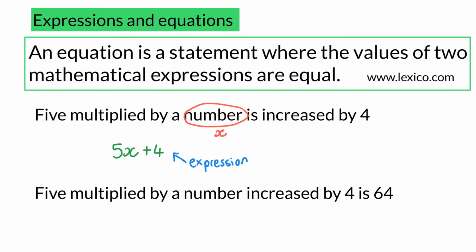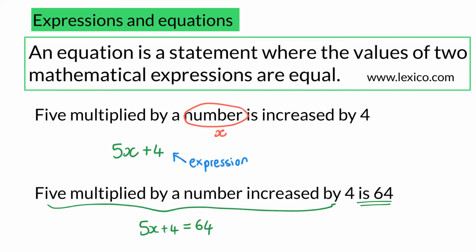Now the sentence below it describes an equation. As you can see, this first part is exactly the same. It says 5 multiplied by a number increased by 4. So we know that it's 5x plus 4. But at the end it says is 64. So I will say that is equal to 64. So now I have two expressions equal to each other. So this here is an equation.